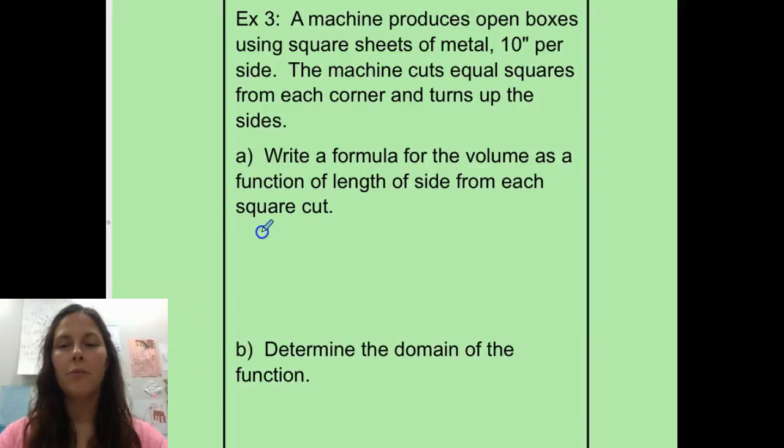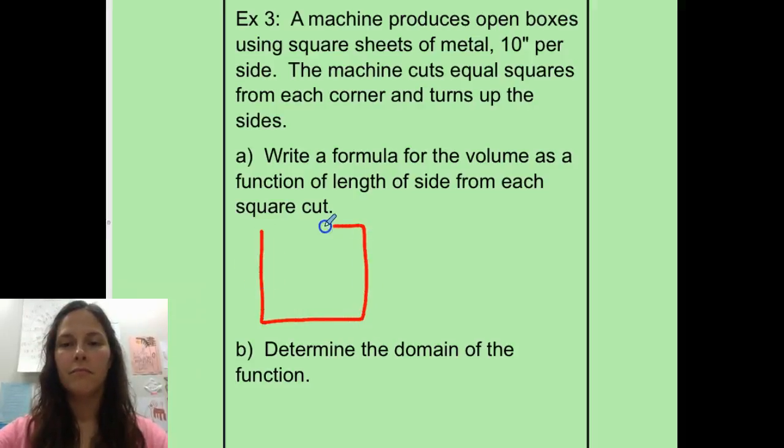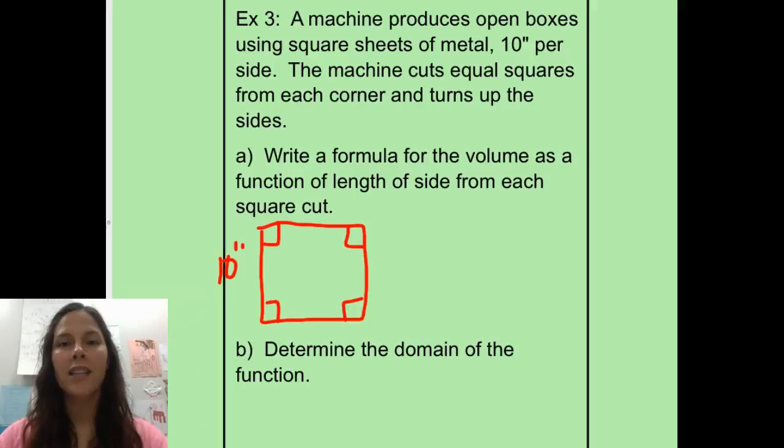Final example, we have a machine that's creating open boxes. Normally when we see a box, we have a cover on top. In this case, these boxes will just have 4 sides and a bottom. The sheets that they are formed out of are 10-inch square sheets of metal. In order to form the open box, it would cut squares out of each corner, of course congruent squares, and then fold the sides up to form the 4 sides of the box.